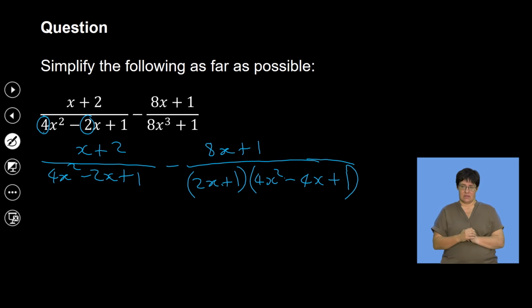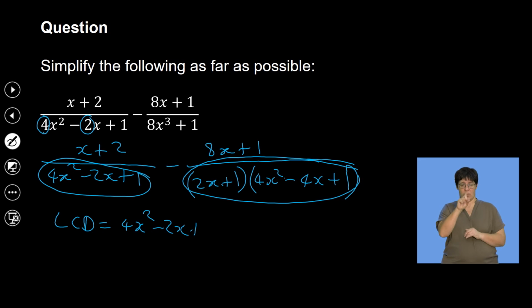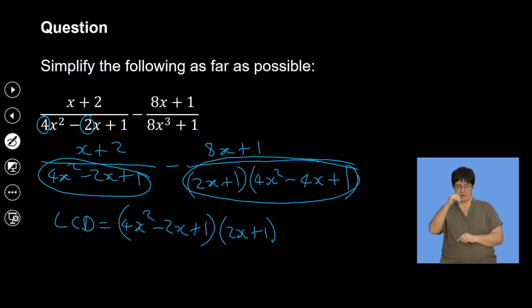And then you can take out your LCM from there, or LCD, which will be the whole thing that I have here, right? So you then can take that. So let me quickly write it for you. LCD will then be 4x squared minus 2x plus 1 into 2x plus 1 into 4x squared minus 4x plus 1. But this is one of those rare cases where the denominator cannot be factorized, right?